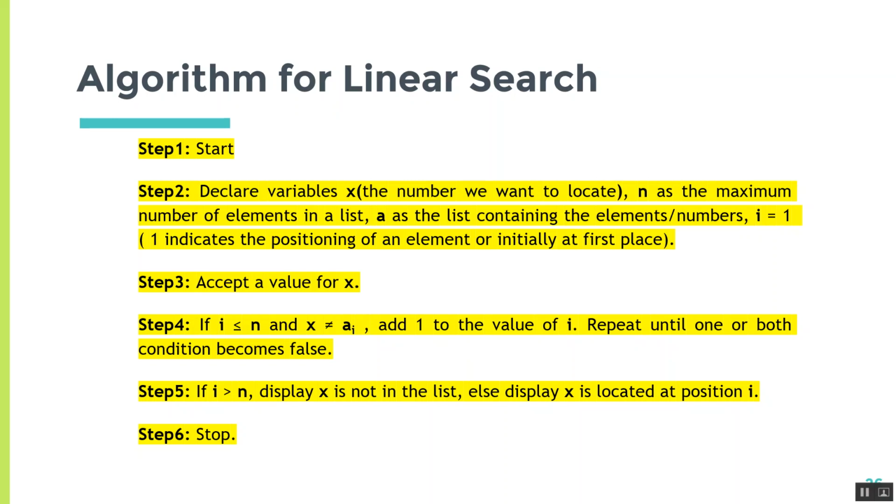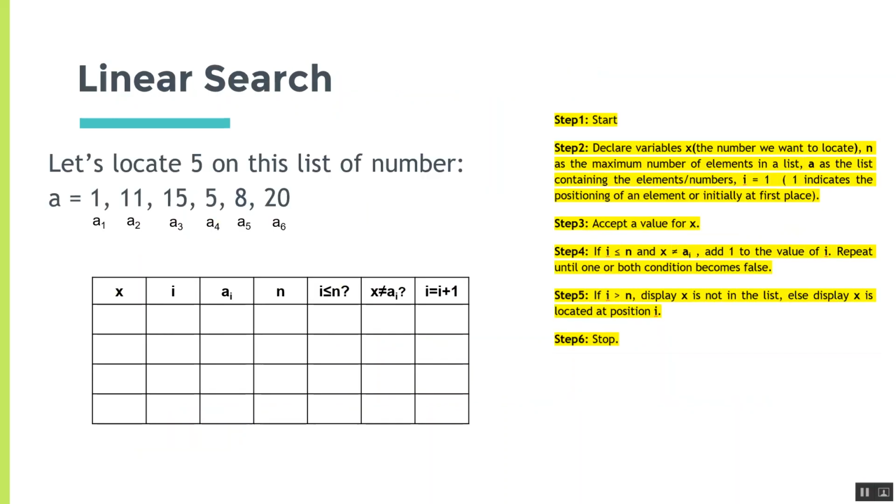Okay, so for now, step 4 is very unclear or confusing. Why do we have to check this too? We will know more about it later on as we go through this PowerPoint. Step 5, if i is greater than n, display x is not in the list. Else, display x is located at position i. And then stop.